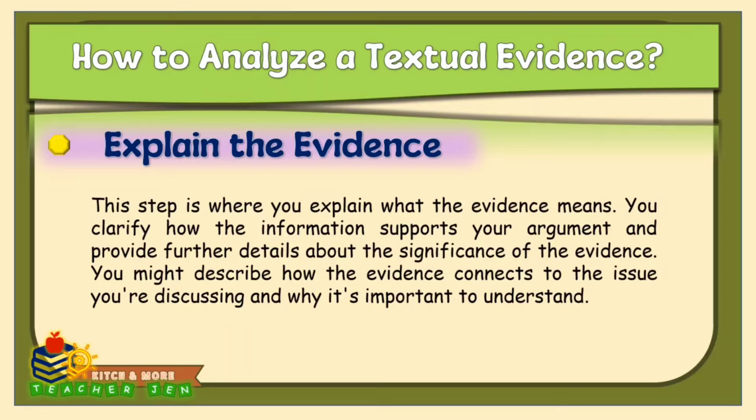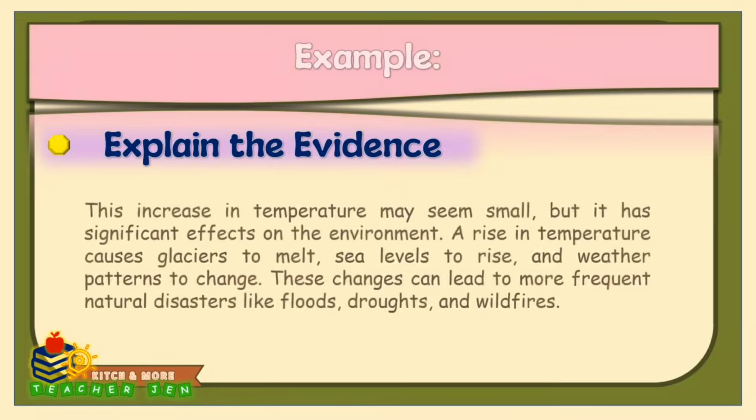So for example, we have, this increase in temperature may seem small, but it has significant effects on the environment. A rise in temperature causes glaciers to melt, sea levels to rise, and weather patterns to change. These changes can lead to more frequent natural disasters like floods, droughts, and wildfires.